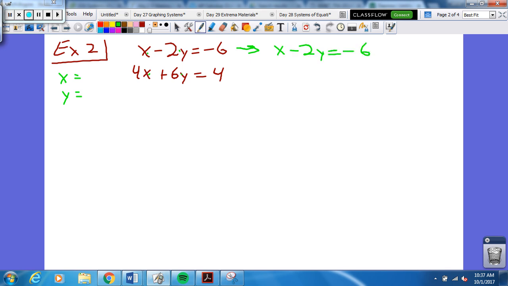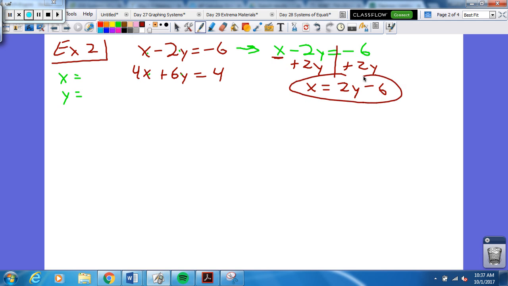Watch what I do here. See how that x is right there? What if I were to add 2y to both sides? Look how easy that is. x equals 2y minus 6. Oh, look, I have something very similar to the last problem where I had y equals and I substituted. Now I got x equals. Now I can substitute.